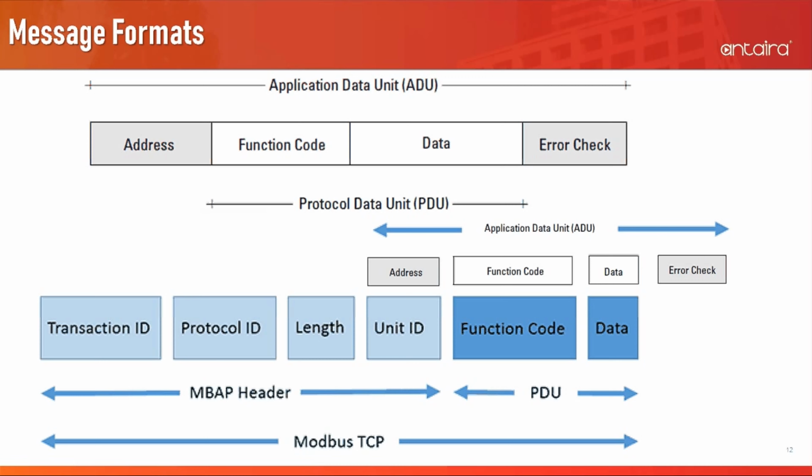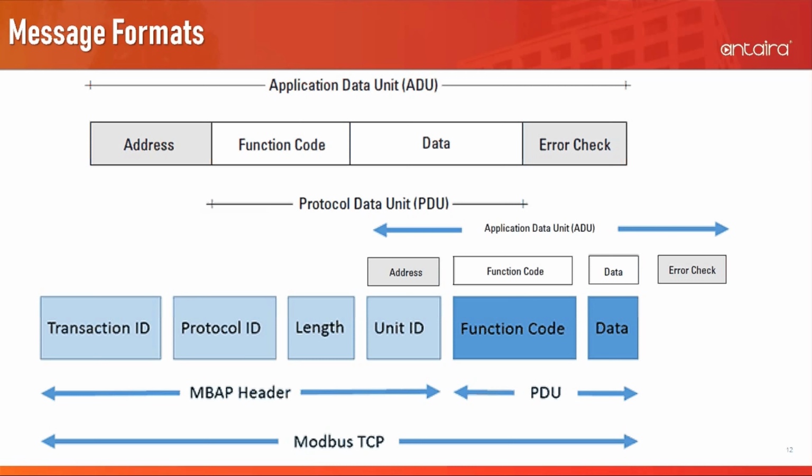The previous address field is replaced by the unit ID field, and the error check field is removed at the end. The Modbus application header consists of the following fields, that is transaction ID, protocol ID, length, and unit ID. The transaction ID is used to identify a query or a response message. The protocol ID refers to the Modbus protocol. The unit ID is used to identify a slave device such as a PLC.